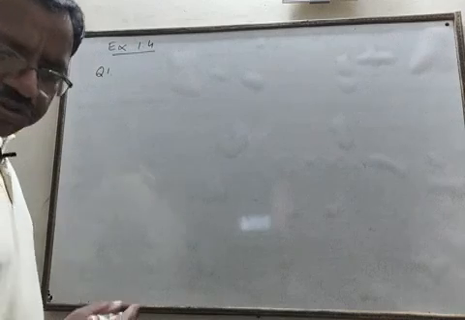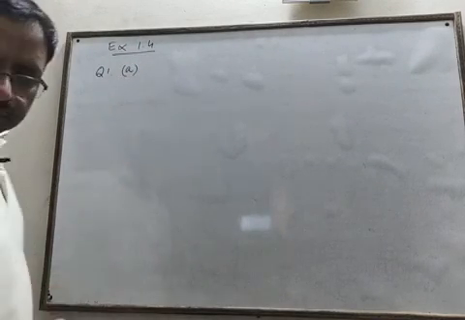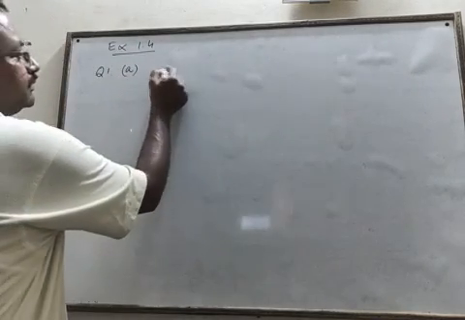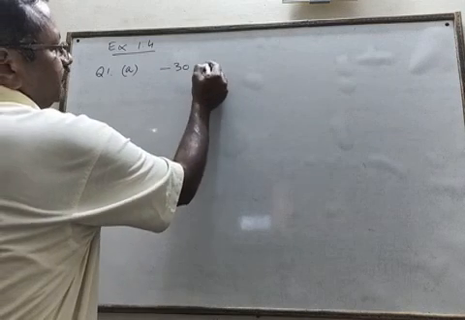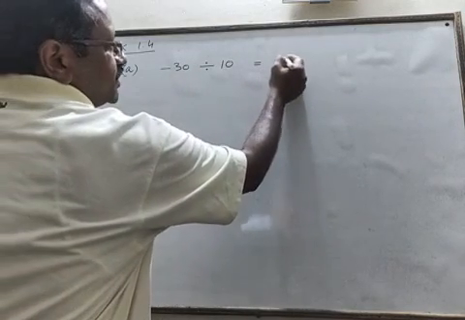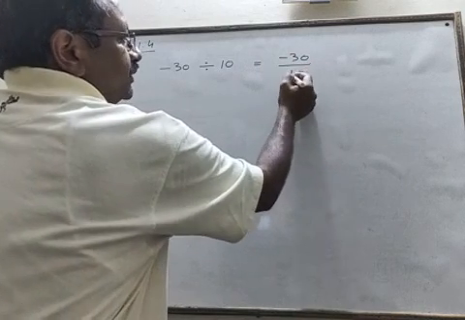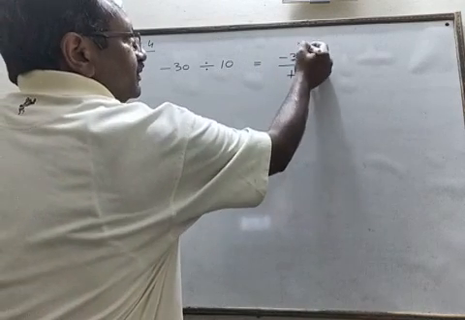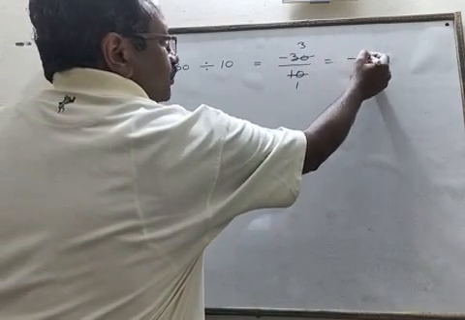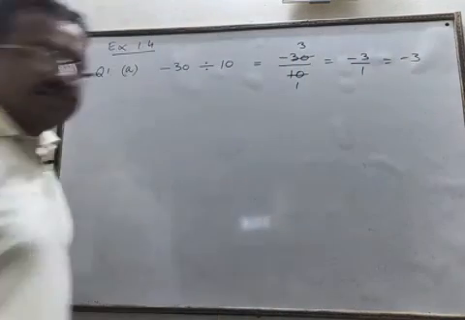So the first question, first part, A part, minus 30 divided by 10. Better you write it in fraction. Minus 30 divided by 10. 10 ones are 10, 10 threes are 30. So minus 3 upon 1, that is minus 3, the answer.